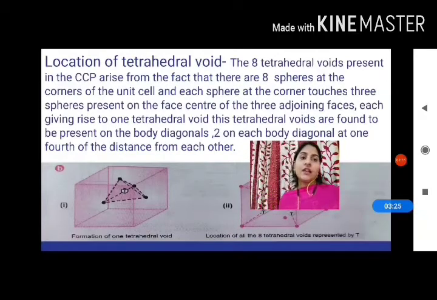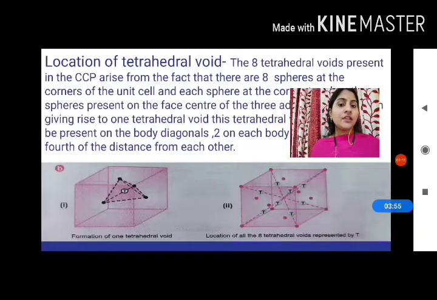Here the 8 tetrahedral voids present in the CCP arise from the fact that there are 8 spheres at the corners of the unit cell, and each sphere at the corner touches the 3 spheres present at the face centers of the 3 adjoining faces, each giving rise to one tetrahedral void. These tetrahedral voids are found to be present on the body diagonals, 2 on each body diagonal, at 1/4 of the distance from each other. So the first figure represents the formation of one tetrahedral void that I have just discussed, and the second figure represents the location of the 8 tetrahedral voids that are represented by capital T.